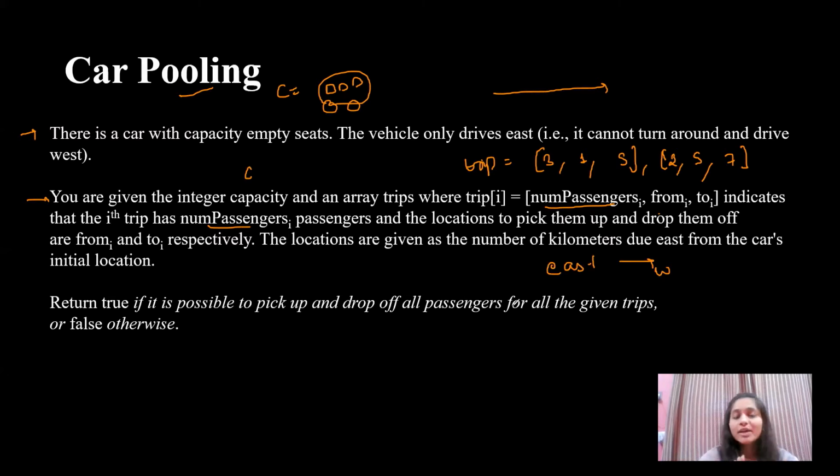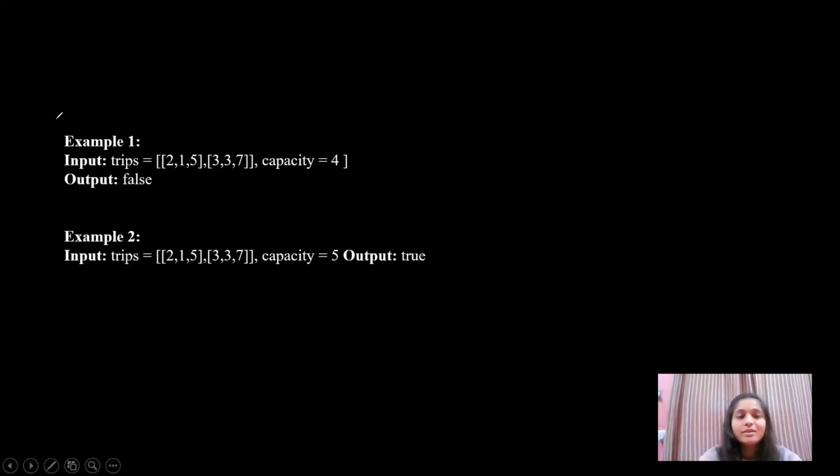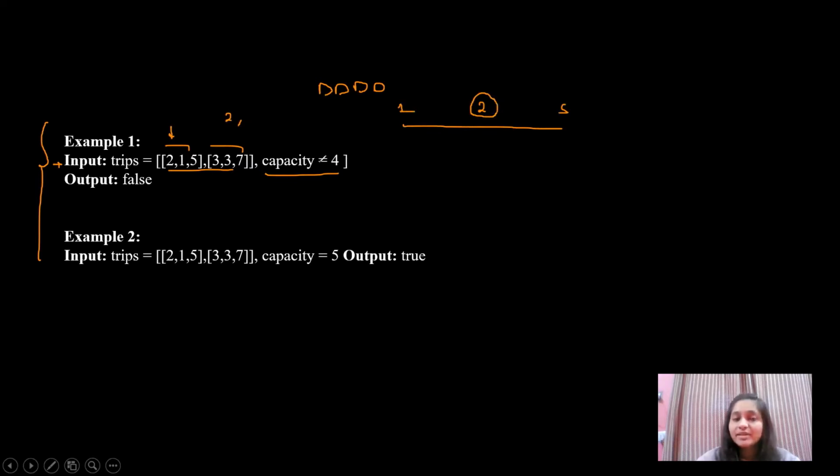In order to understand the question, we'll move on to some examples and see how we can solve it. Here I have a few examples. The input is given as trips. There are two trips given, this one and this one. The car capacity is given as 4, that is, we have 4 seats. The number of passengers for the first trip is 2 and the trip will go from 1 to 5. So from 1 to 5 we will have 2 passengers and our capacity is 4.